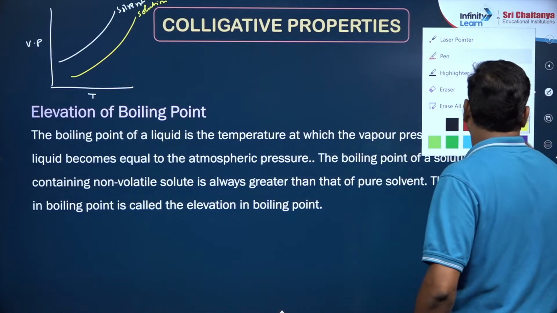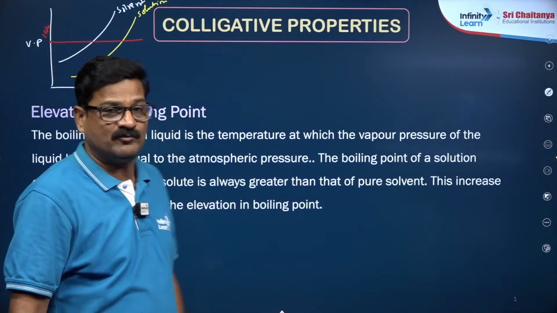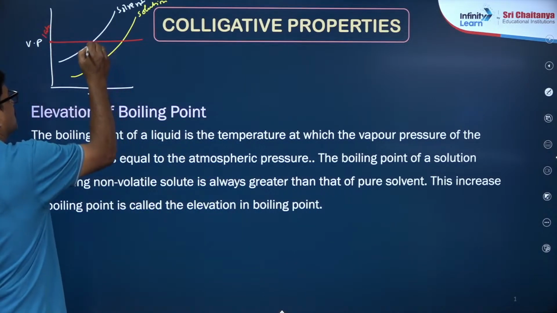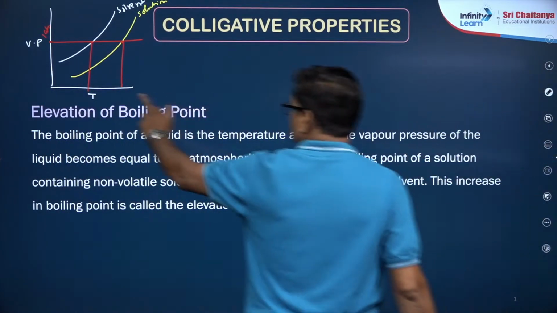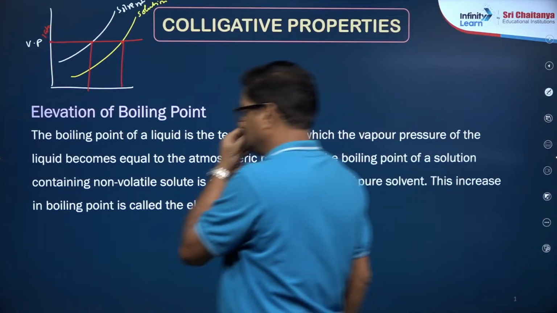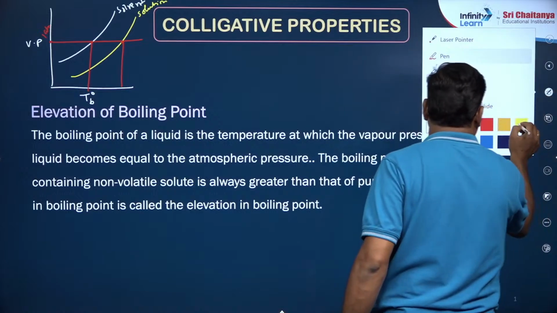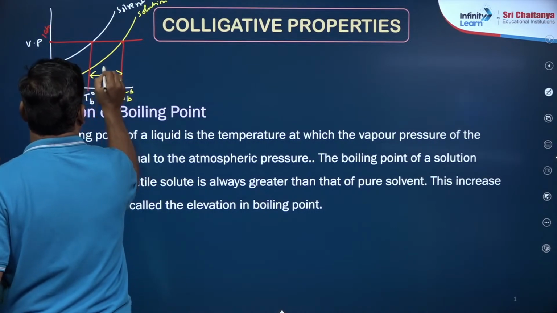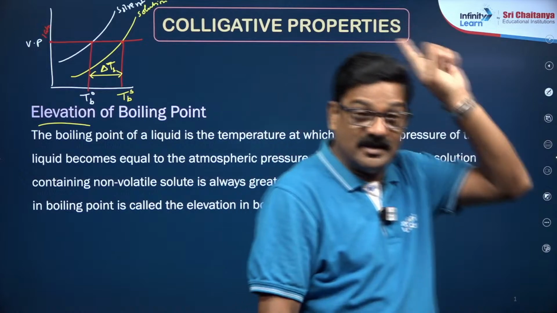Now if you take 1 atm pressure, when the vapor pressure becomes 1 atm, the solution is likely to boil. So the boiling point is the temperature where the vapor pressure of a liquid becomes atmospheric pressure, that is 1 atm. This is the temperature of boiling of the pure solvent, and this is the temperature of boiling for the solution. And this difference is called the increment or elevation in the boiling point.